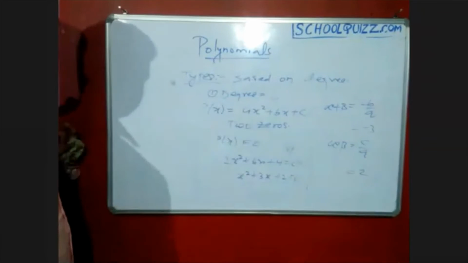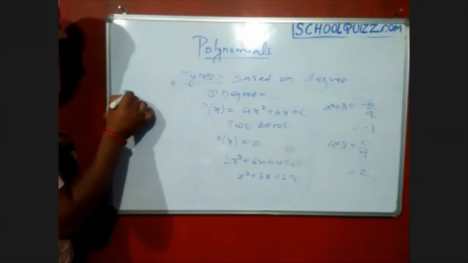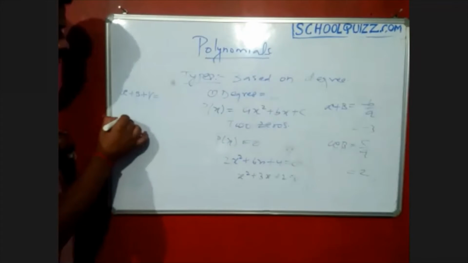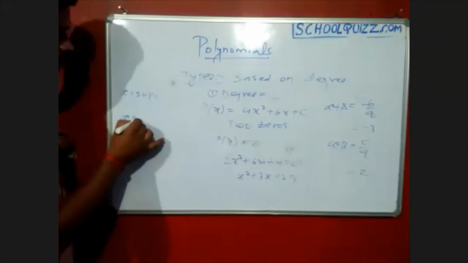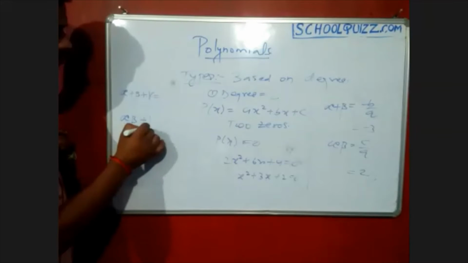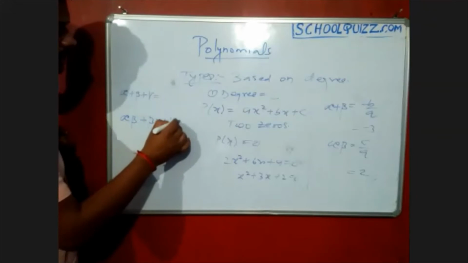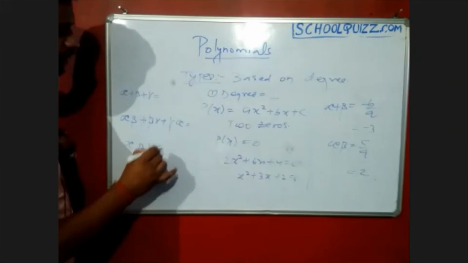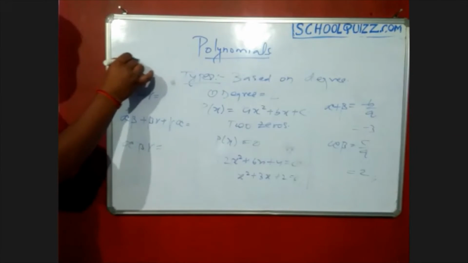Okay, three zeros. The sum will be alpha plus beta plus gamma, which means three roots will be there. And the next term will be the sum of the roots two at a time, beta gamma plus gamma alpha, and the product of the roots. These three expressions you will get in the cubic, if it is a cubic polynomial.